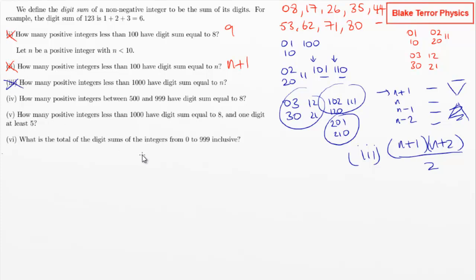Part 4. How many positive integers between 500 and 999 have a digit sum equal to 8? Right, well, we can do this because the 5 has already taken 5 of the 8 away. So that means we've got 5 and then whatever we get for 3, and then 6 and whatever we get for 2, 7 and whatever we get for 1, and then 8, well, we've got that 800 one, which we need to add on the end.